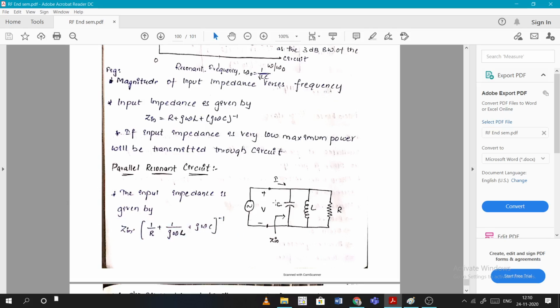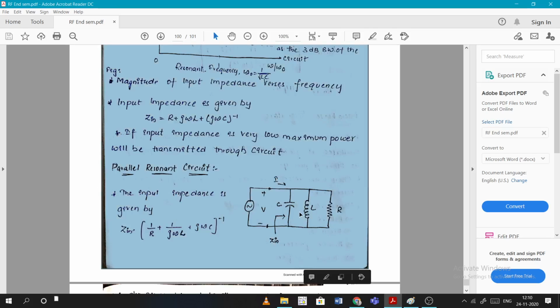So each term has an impedance. What is the impedance of C? 1 by j omega C. The impedance of L is j omega L, and R is the resistance. So if you consider 1 by R1, that is 1 by R, plus 1 by R2, that is 1 by j omega L, and R3 is 1 by j omega C, which again goes on top, so it becomes j omega C.